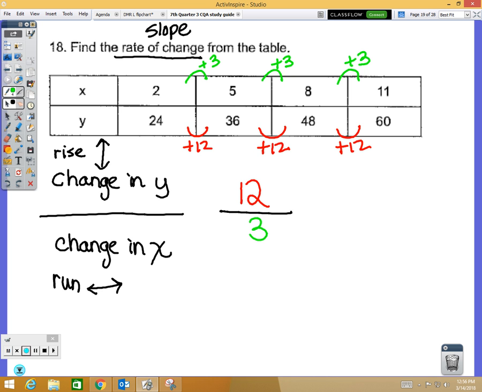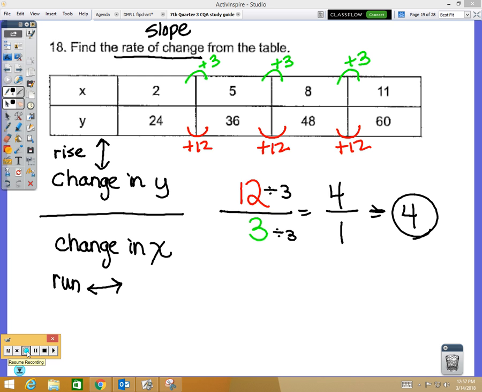Can you simplify 12 over 3? Yes. What would 12 over 3 be simplified? 1/4? What can I divide both 12 and 3 by? 3. So what's 12 divided by 3? 4. And what's 3 divided by 3? 1. So 4 over 1 can be written as 4. That is the answer.